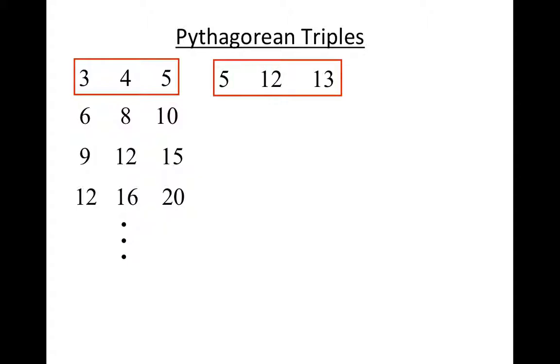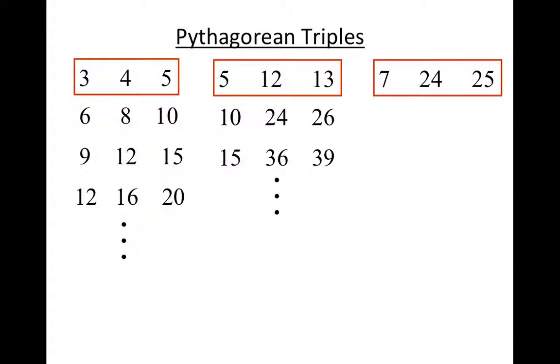The next one that you should memorize is 5, 12, 13, and similarly again I can multiply by 2, multiply by 3, keep multiplying by whatever. And the final one I think you should memorize is 7, 24, 25, and again multiply by 2, multiply by 3, it just keeps going.